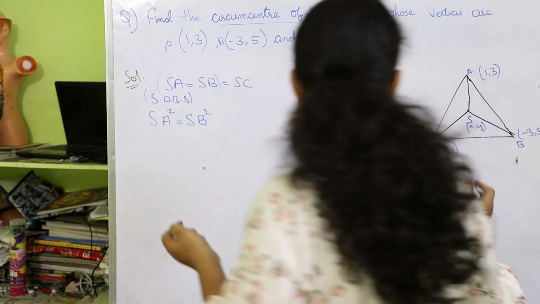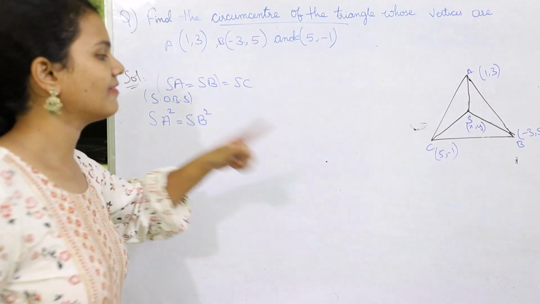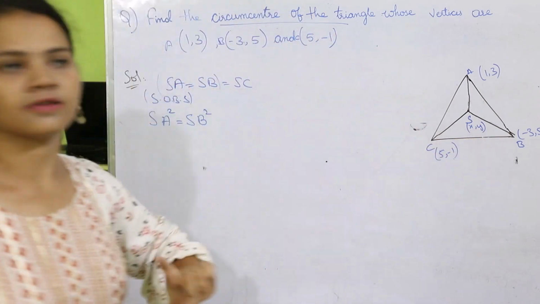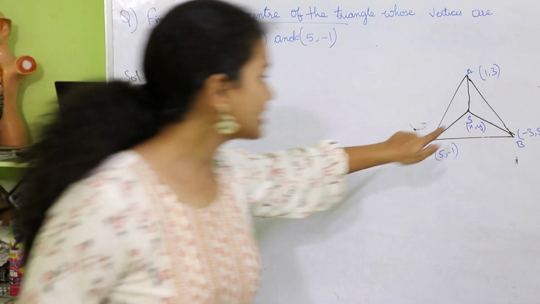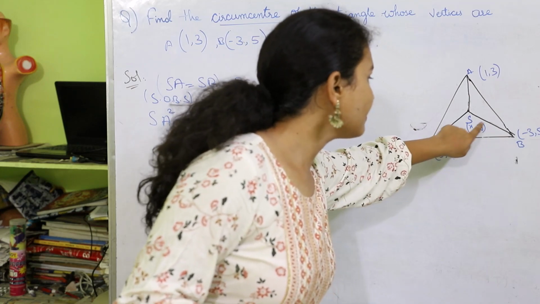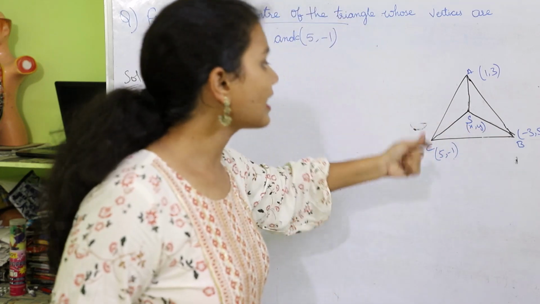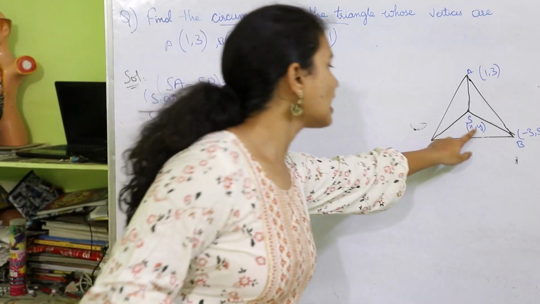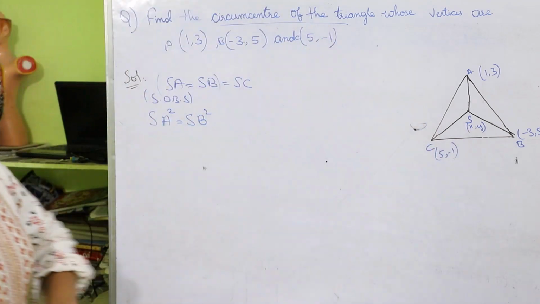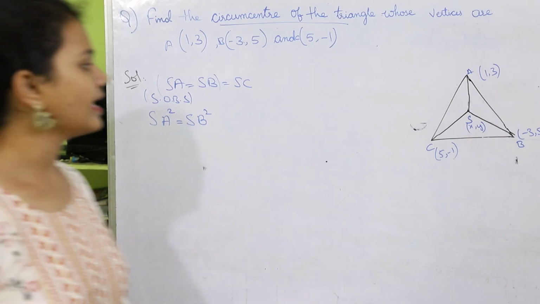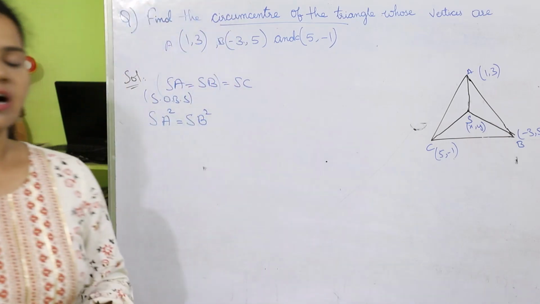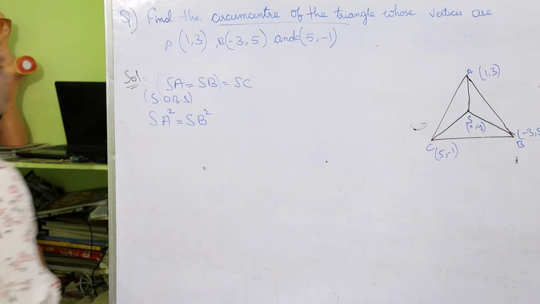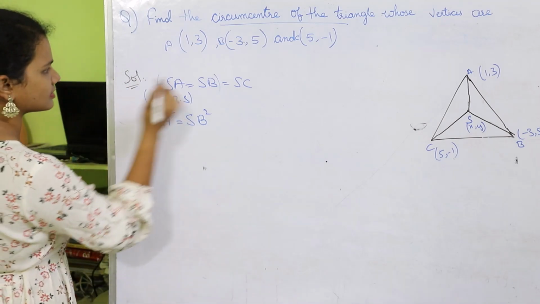So where x value will be x comma y. So with these x comma y values, you will be getting the circumcenter of the triangle. Clear? After equating the whole equation, you will get the x value and y value. So this x comma y is the circumcenter of the given triangle. I can say the value of S is the circumcenter of this given triangle. Clear? Very good.